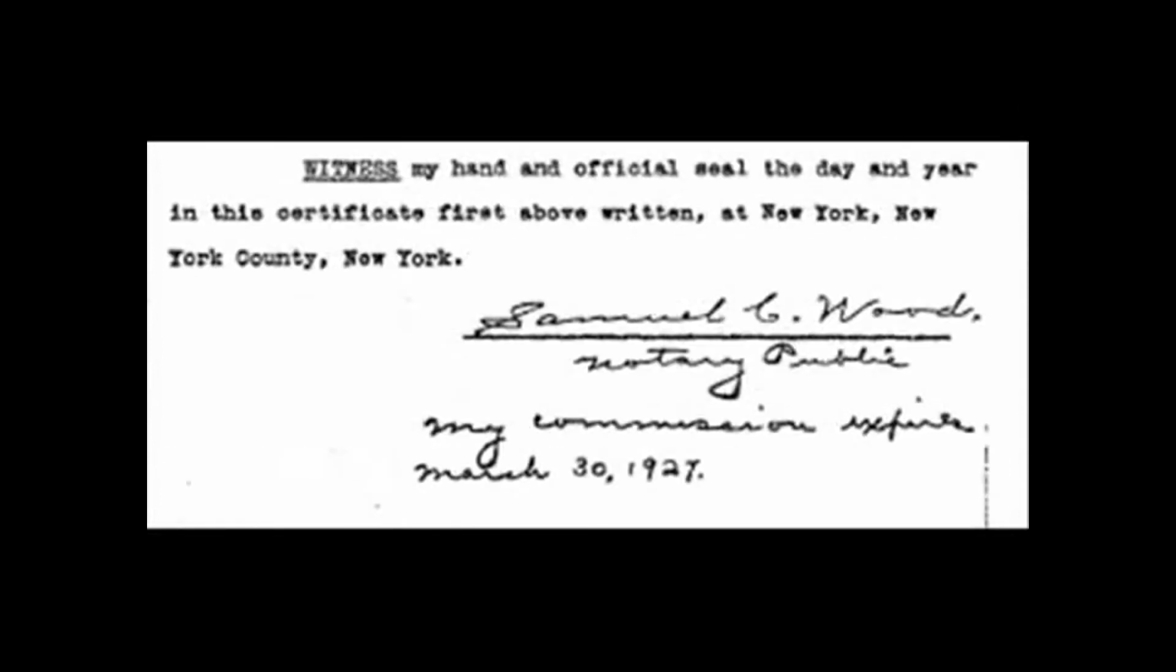Wood, as to all. State of New York, County of New York, July 7th A.D., 1925, personally appeared before me, a notary public, in and for New York County, duly authorized to take acknowledgments. Louis H. Gunther, Samuel B. Howard, and Arthur W. Britton, to me known and known to me to be the persons described in and who executed the foregoing instruments, who each acknowledged to me that he executed the same freely and voluntarily as and for his act and deed for the uses and purposes therein expressed. Witness my hand and official seal the day and year in this certificate first above written at New York, New York County, New York. Samuel G. Wood, Notary Public. My commission expires March 30th, 1927.